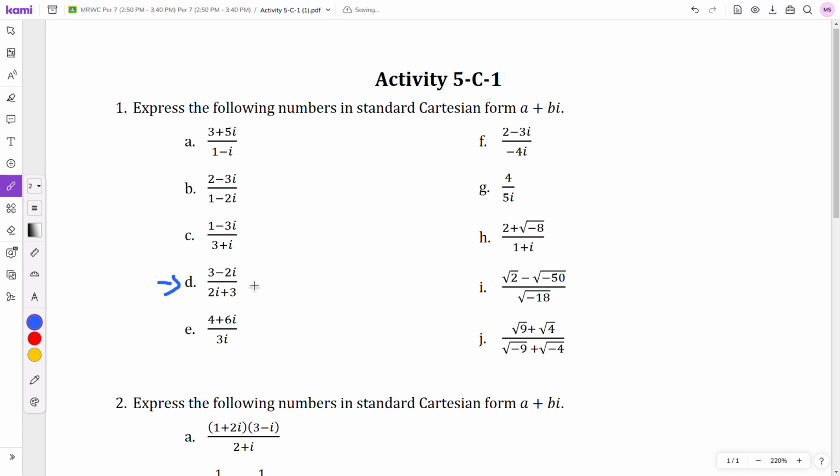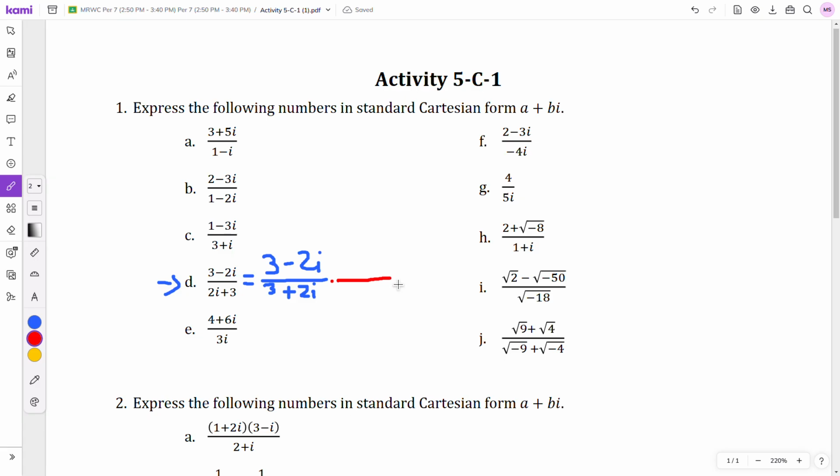First of all, I want to notice that in the denominator, it's not in A plus BI format like it is with this one and this one and this one. But instead, it's the BI plus A format. And you know what? That's a simple fix, especially because they're all positive. So I'm just going to re-express this as 3 minus 2i over 3 plus 2i. We probably could have gotten away without even having to do that, but I just like to do things the proper way.